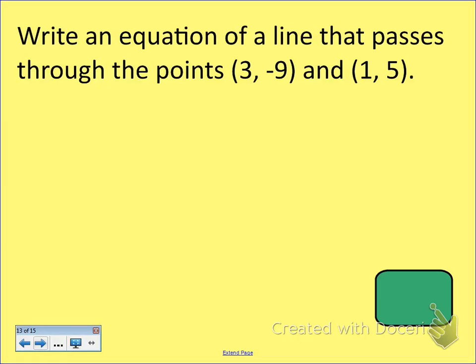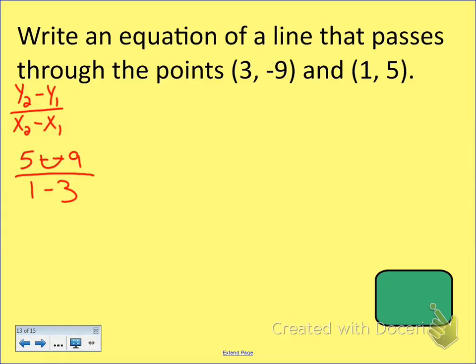Yep, that's right. It's missing the slope. So we need to find the slope. So we need to use our slope formula, y2 minus y1 over x2 minus x1. So 5 minus negative 9 over 1 minus 3. 5 minus negative 9 becomes plus a positive. So 14 over 1 minus 3 is negative 2. So 14 divided by negative 2 is negative 7. And that's the slope we're going to use.